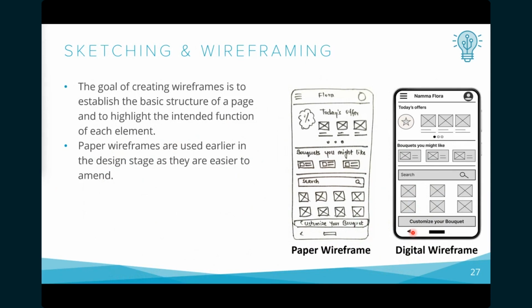The storyboarding activity is followed by the sketching and wireframing activity. The goal of creating wireframes is to establish the basic structure of a page. That is a simple black and white sketch to highlight the intended function of each element. These sketches are not the actual designs. Here is an example of a paper wireframe and a digital wireframe of the home screen for a bouquet preview app. Paper wireframes are used earlier in the design as these are easier to amend.